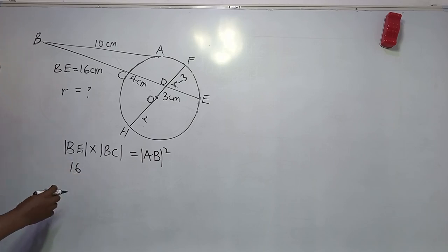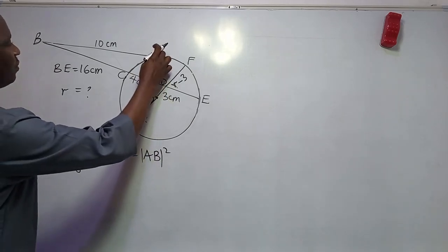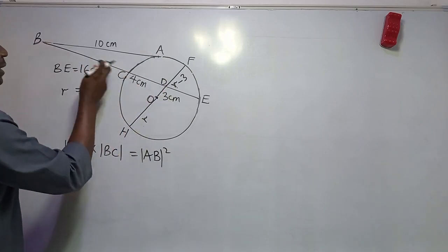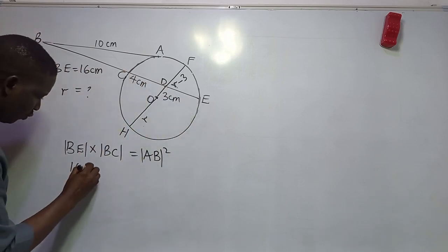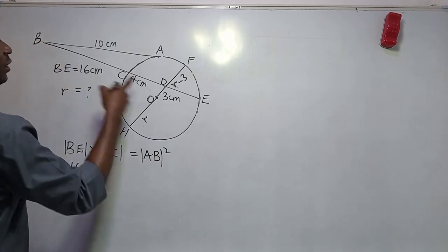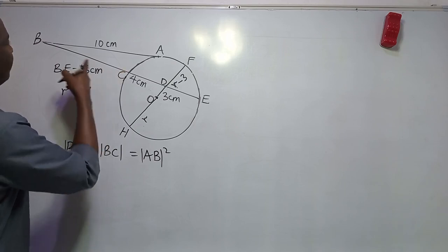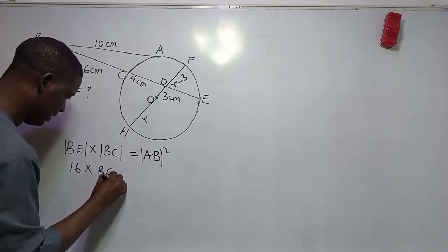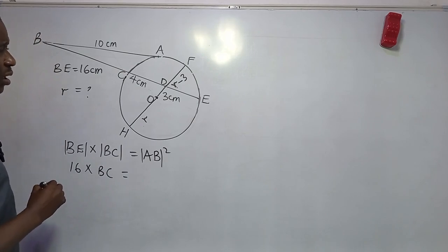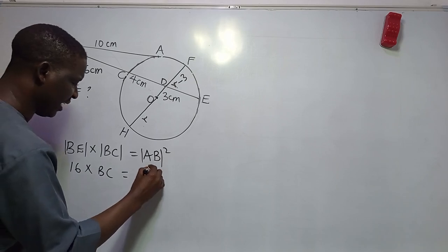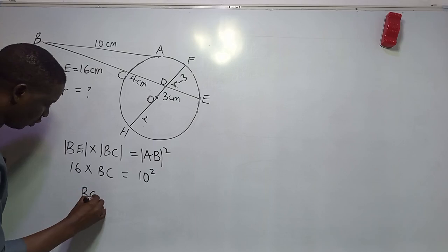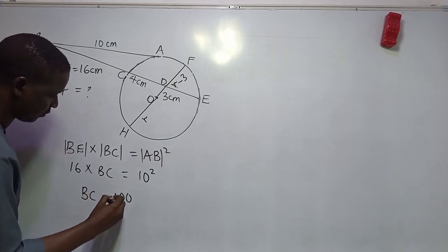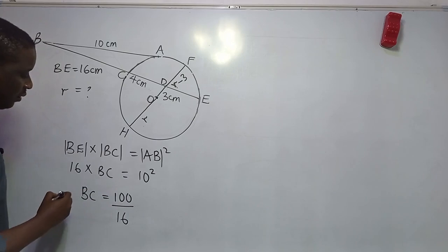Now before we go ahead, BE is equal to 16 centimeters. I need to get BC so that I can get this point. From here to this point is already given. So 16 times BC, which is not known, is equal to AB squared, which is 10 squared. So what I want to do now is get BC. BC will be equal to 100 divided by 16.